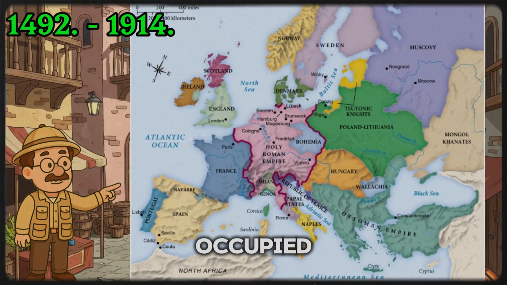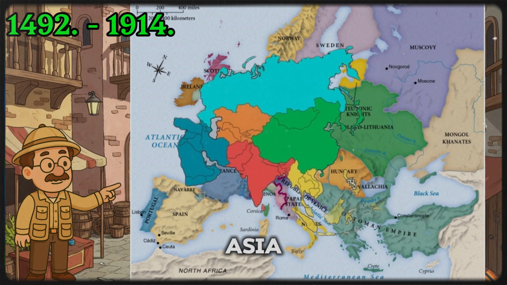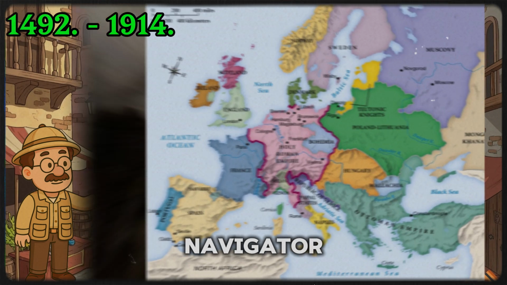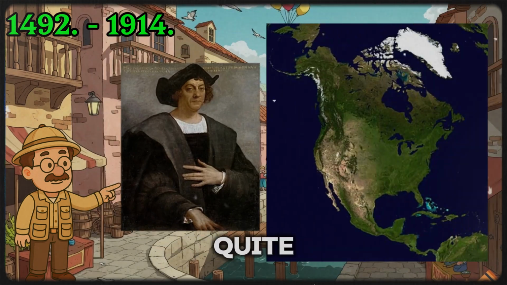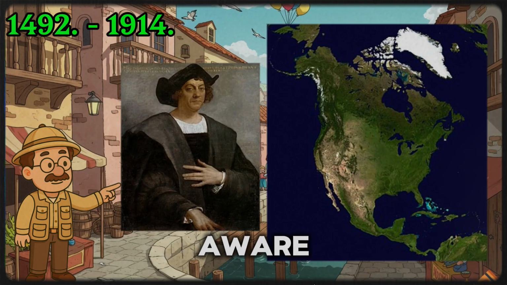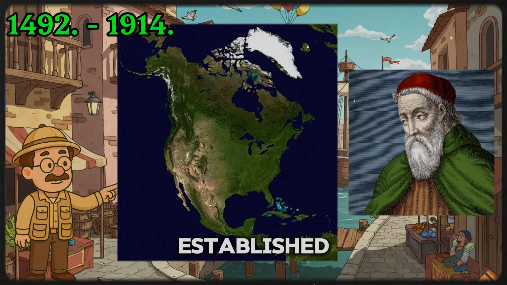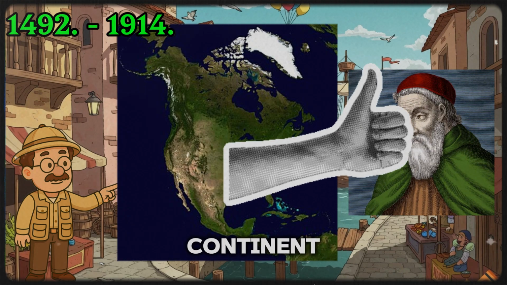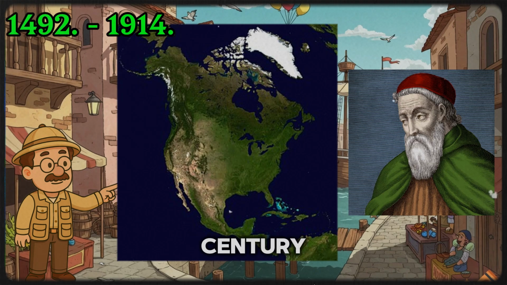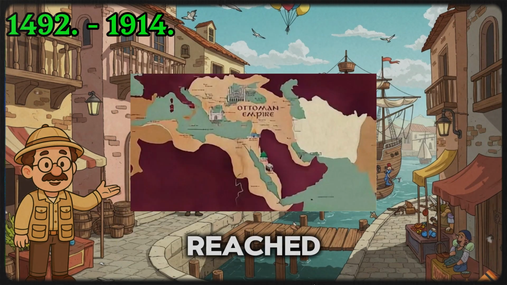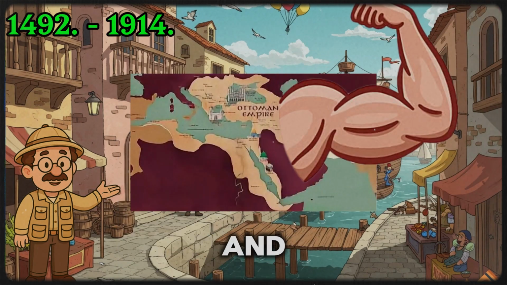So, since Turkey occupied almost all possible passages and charged huge taxes to Europeans who wanted to acquire spices from Asia, specifically India, the navigator Christopher Columbus discovered America quite by accident. But he was not even aware of it. It was only later that Amerigo Vespucci established that this was a completely new continent at the beginning of the 16th century. During that time, Turkey reached its peak and was stronger than ever, and the same was true for Russia.